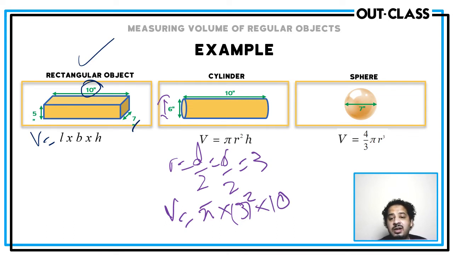And similarly, over here, you can see that the diameter is 7. So the radius is going to be half of the diameter, which makes it 3.5. And then you would plug all those numbers into this formula and you have your answer.